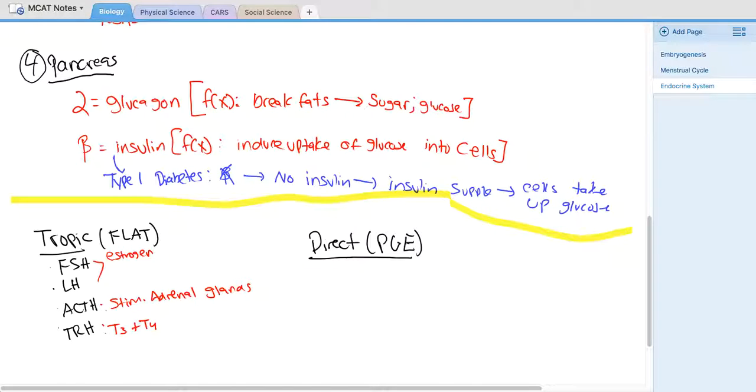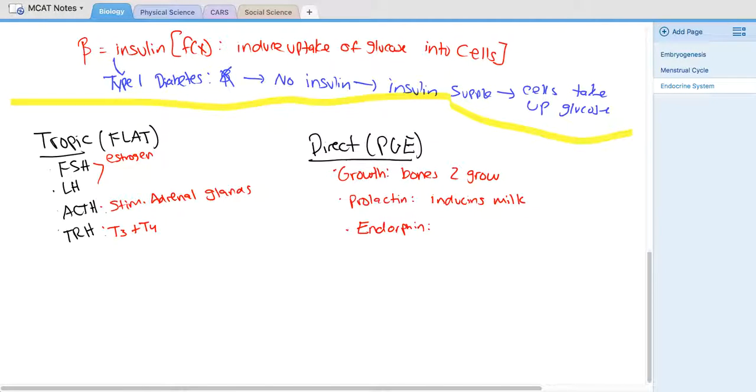The direct hormones, you've got growth. So this is for bones to grow. Prolactin is inducing milk for infants. And you have endorphins, which will suppress any pain that you feel. A lot of these are working through negative feedback loops.